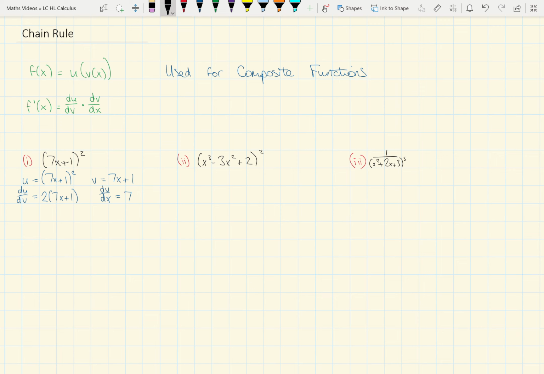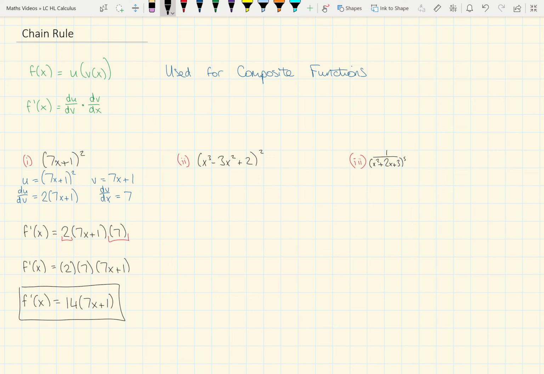So we know from our formula it's du dv multiplied by dv dx. So f dash of x is equal to 2 times 7x plus 1 times 7. I have a constant here and a constant here, so I can rearrange to multiply them. So our answer then, we'll just tidy up our constants, will be 14 brackets 7x plus 1. And we can leave it as that because our question never specified what format the answer was to be in or what it should look like. So that's part 1 done.